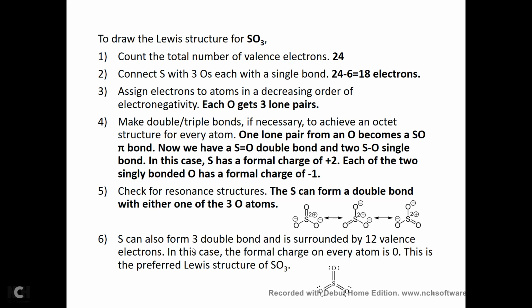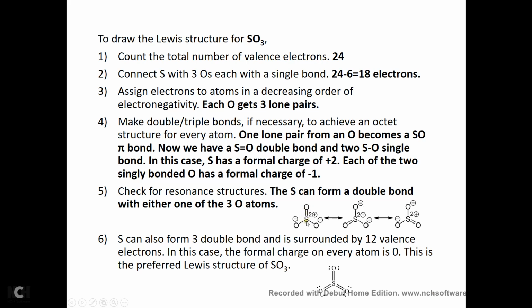That's good, but sulfur is surrounded by only 6 valence electrons, the 3 single bonds. So why don't we just make a double bond then? We actually ask one of the oxygen atoms to share 2 lone pair electrons. So in this case, this oxygen gives 2 lone pair electrons to form this SO pi bond. Now you have a double bond here, sigma bond, pi bond. Okay, so now you have this oxygen still surrounded by 8 valence electrons. Now this sulfur is surrounded by 8 bonding electrons, so it's good.